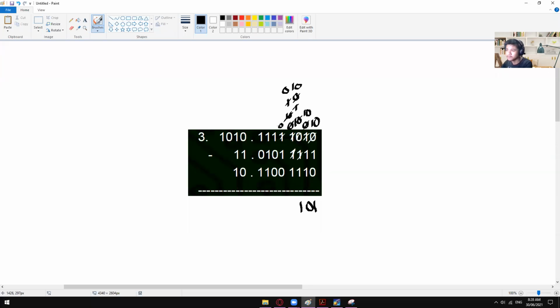Same concept. This one has to borrow first from his neighbor since he doesn't have anything. So 1 will become 0, 0 will become 10. Ah, my bad, this is not 0. 10 will become 1. So it will be deducted by 1 only, not 2. So now we can deduct this one since this one is now valid. So 10 minus 1 is 1.